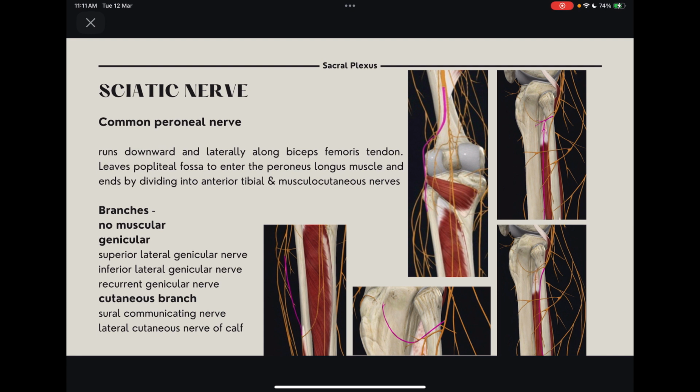The common peroneal nerve, which is the smaller of the two, will run downwards and then go along the biceps femoris tendon laterally. When it goes laterally, it will pierce the peroneus longus muscle and divide to give the anterior tibial or deep peroneal nerve and the musculocutaneous nerve, which is the superficial peroneal nerve. Before it branches or terminates, it will give genicular branches and cutaneous branches. The genicular are the superior and inferior genicular nerve and the recurrent genicular nerve. It will also give the sural communicating nerve, which will accompany the sural nerve, a branch of the tibial nerve. And it will also give the lateral cutaneous nerve of the calf.